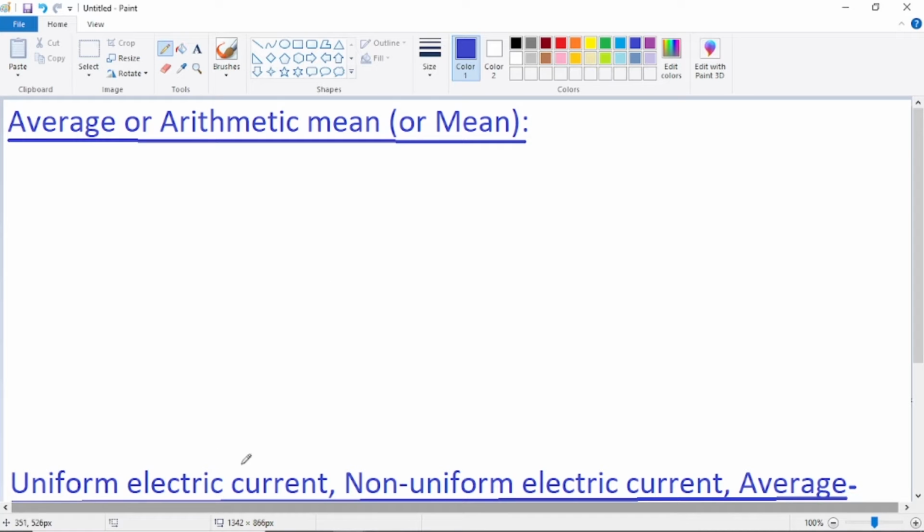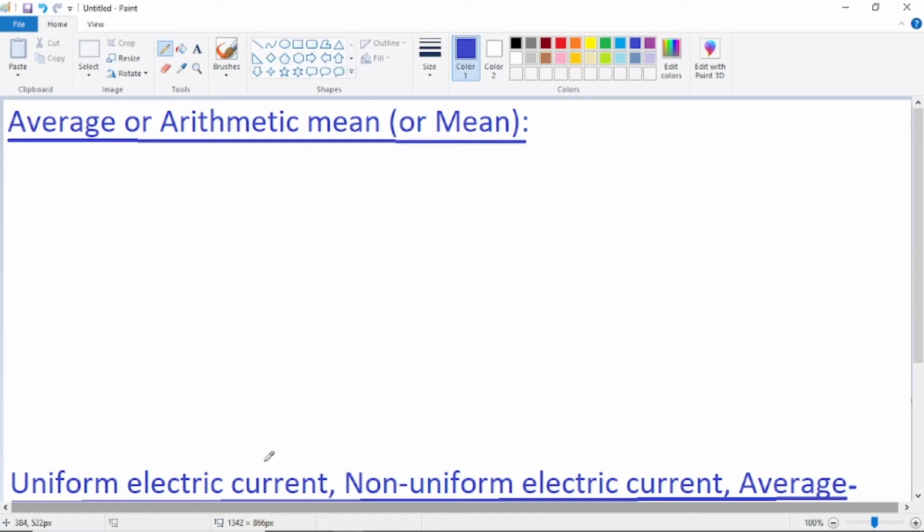We have been using these definitions almost from the first lesson of electricity to the last lesson. The last lesson was the electromagnetic induction. Almost throughout the lesson we have been using these quantities, uniform electric current, non-uniform electric current, only roughly, but we did not see the exact definitions. These exact definitions are very useful in understanding alternating current circuits. So this is the next topic related to alternating current circuits.